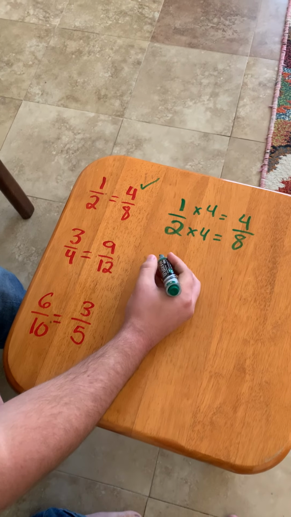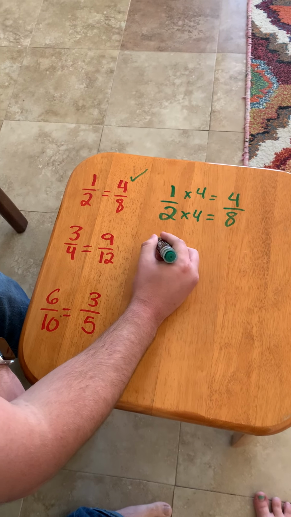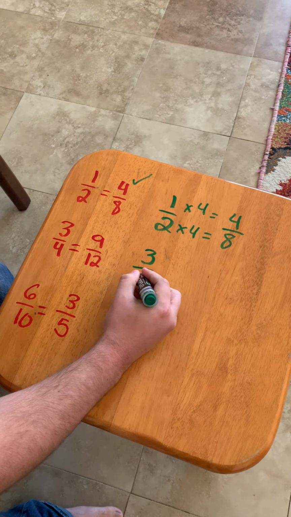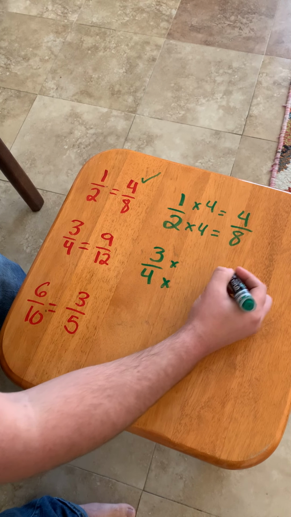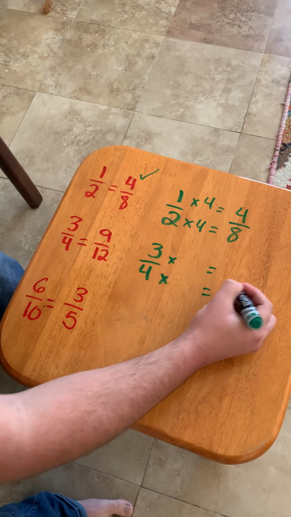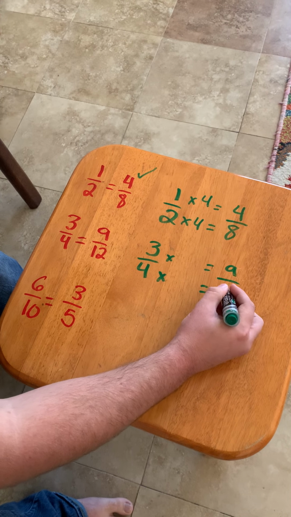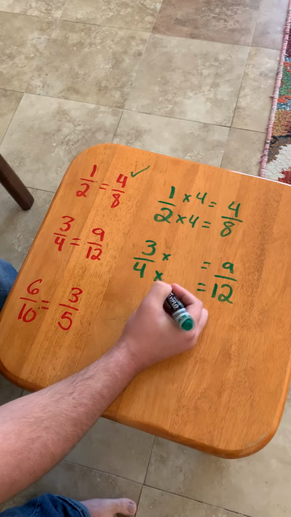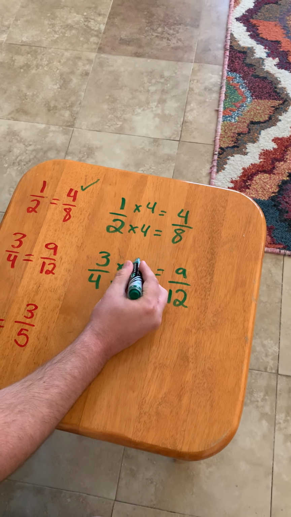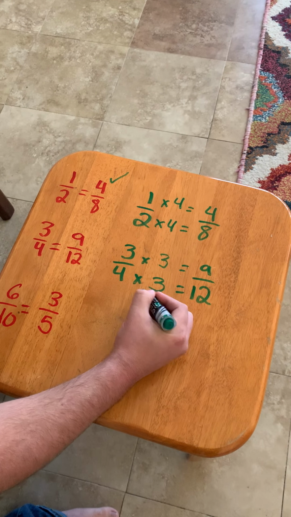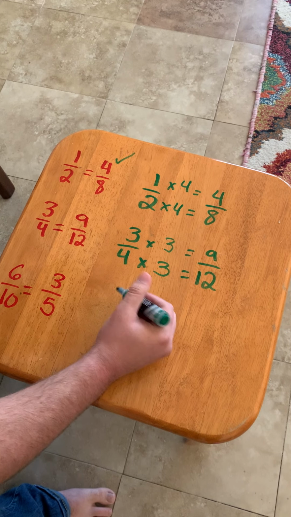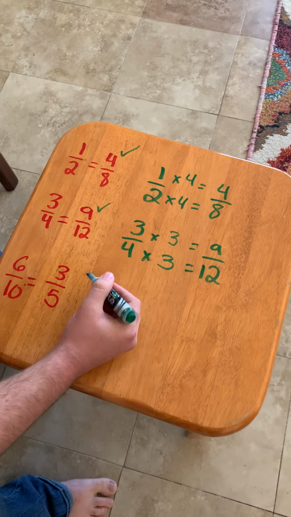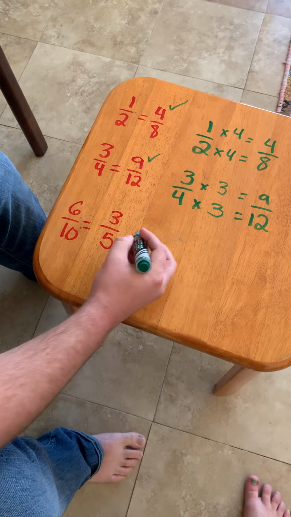Let's try the next one using the same idea. So what you need to think is, what times 3 would equal 9, and what times 4 would equal 12? The answer is 3. So you can see 3 times 3 is 9. 4 times 3 is 12. So this one is also true, that it is an equivalent fraction.